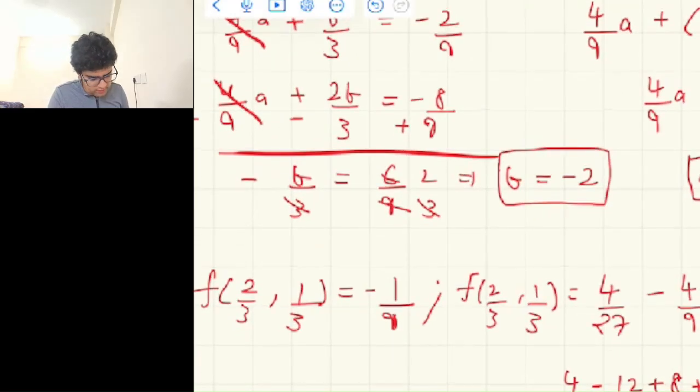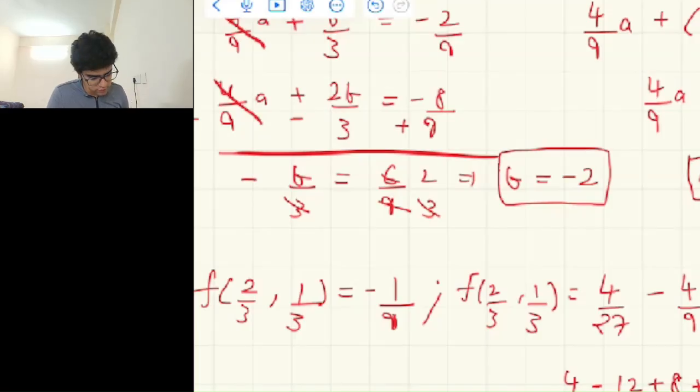Now 4/27. A was 1. So 2/9 into 2/3 gives me 4/9. 4/9 into 1/3 is 4/27, yes. Plus b was minus 2, minus 2 into 2 is minus 4/3, and 3 nines, minus 4/9. This is also correct. Plus 2xy square, 2 into 2 is 4.